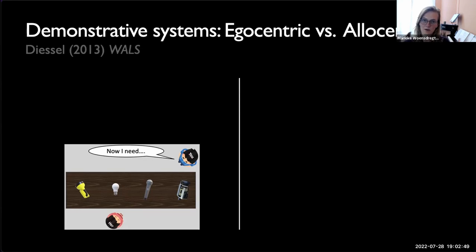In linguistic typology, languages across the world have traditionally been classified in terms of whether they are, here I call them, egocentric versus allocentric systems. The actual technical typological terms are distance-oriented versus person-oriented. But I'm using egocentric and allocentric because I think the terms are a little bit more transparent.